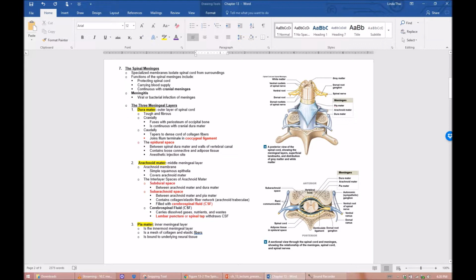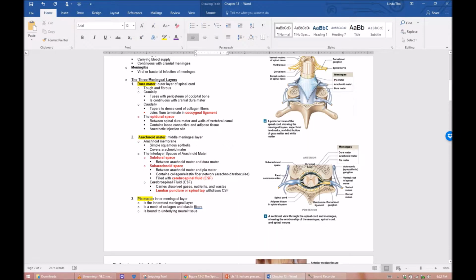The dura mater has an epidural space between the spinal dura mater and the walls of the vertebral canal. It has loose connective and adipose tissue, and it's usually used as an anesthetic injection site. This is usually called an epidural block. You can remember epidural: epi means on, and dural is the dura mater space.